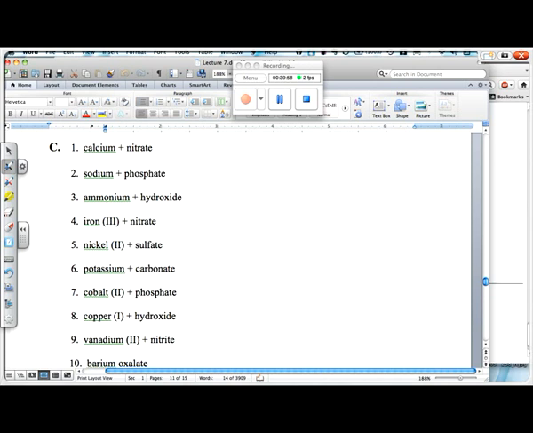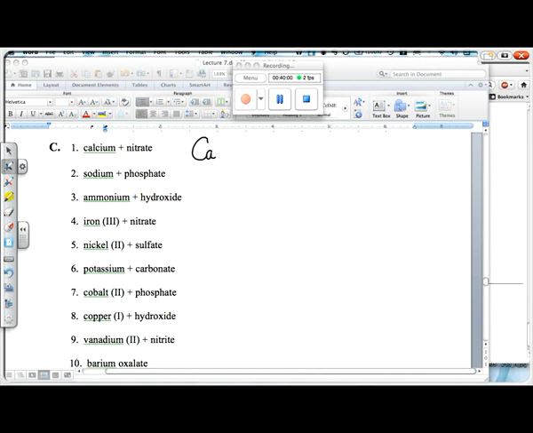All right, calcium, just regular old calcium, positive 2. Nitrate, formula is NO3, and it has a negative 1 charge. I need to make both sides the same, so I need 2 of those negative ones, so I'm going to use the parentheses and put the 2 on the outside. Calcium nitrate. Okay?